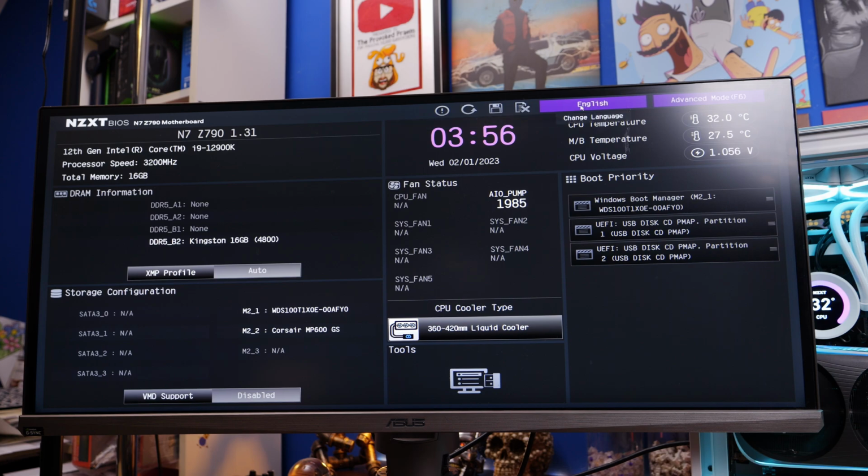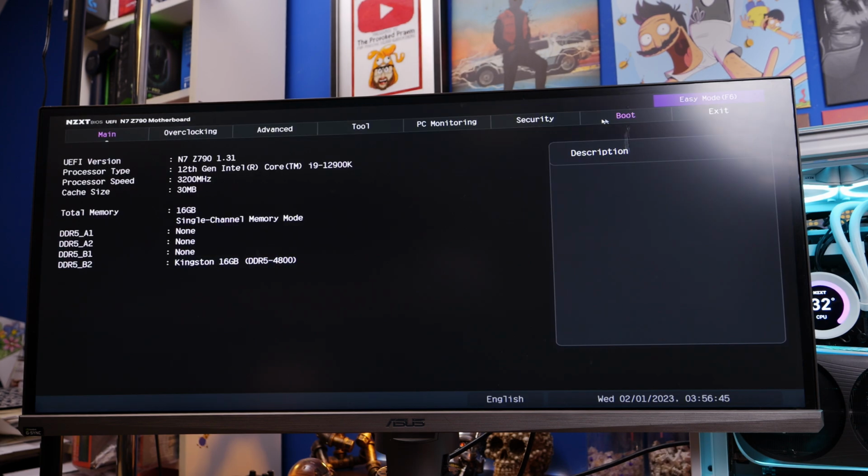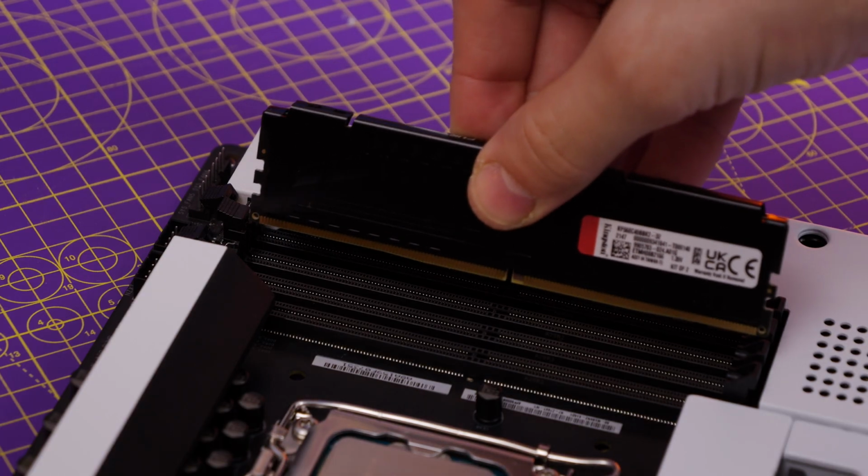So you could, at hardware level, think that you've done things right, and then in Windows and in the BIOS, actually that stick of RAM isn't being recognized. And you might not even really realize immediately until you check these things. So it's worth keeping that in mind.